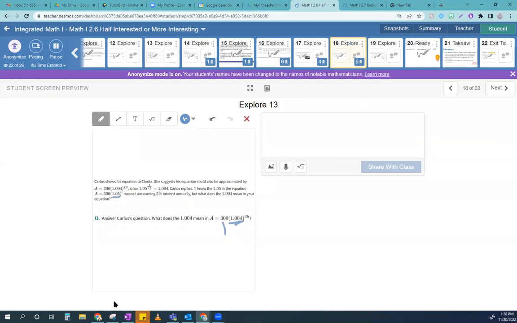Yes. Okay, good. So 1.05 refers to the 5% interest. Yay. If you said interest, yes. Good. Interest when? Keep reading. Oh, per year. Very good. So what does the 1.004 mean? It also means interest, right? But for when?